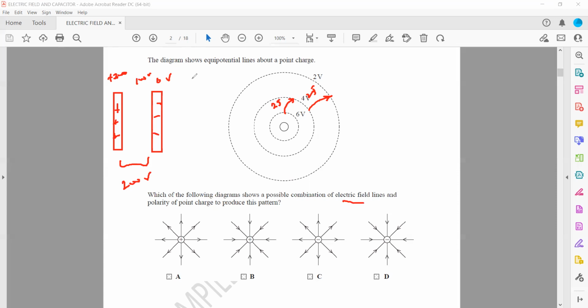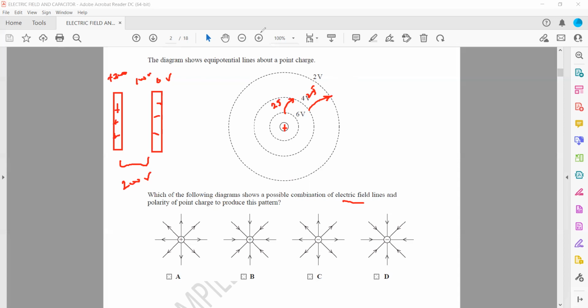Because the potential is decreasing, what should the charge be here? It should be a positive charge, because when we move away from a positive charge, the electric potential or voltage decreases. If it was a negative charge, it should be the other way around. Here we will have 0, then the numbers should increase if it was negative. So it must be a positive charge.